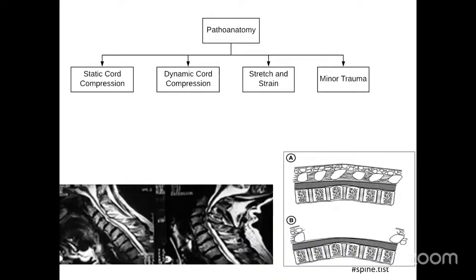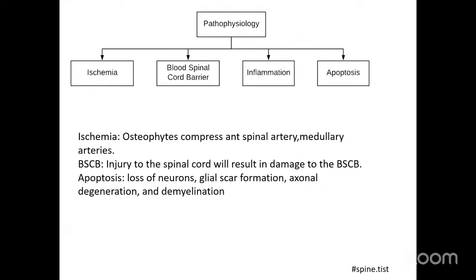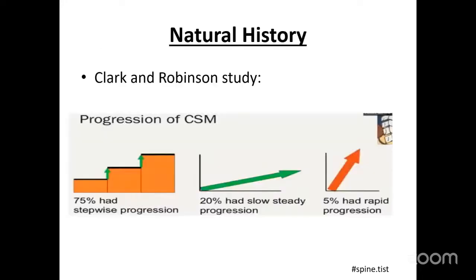Yes. So some theoretical things. If asked in your theory, you just have to write down these names. That is, what is the anatomy behind it? Pathoanatomy. Compression we all know, which could be static as well as dynamic. Stretch and strain over the cord, and minor trauma. Physiology behind myelopathy in the cervical spine is ischemia due to compression, inflammation, and apoptosis. So definitely injury or trauma will result in damage to the blood spinal cord barrier and apoptosis, right?